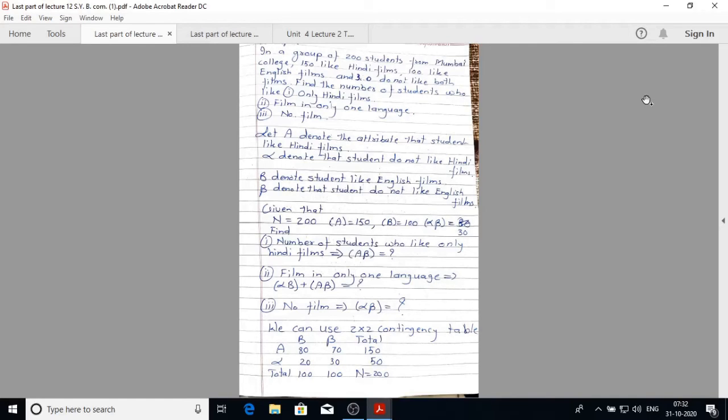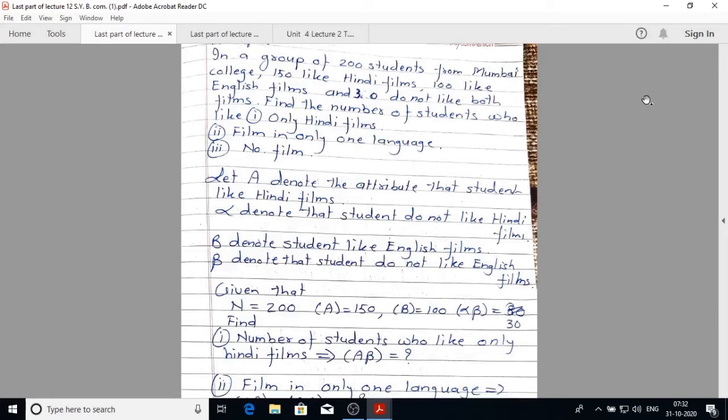See the next example. In a group of 200 students from Mumbai College, 150 like Hindi films, 100 like English films, and 30 do not like both the films. Find the number of students who like, first part of the problem, only Hindi films. Second part of the problem, films in only one language. Third part of the problem, no film.